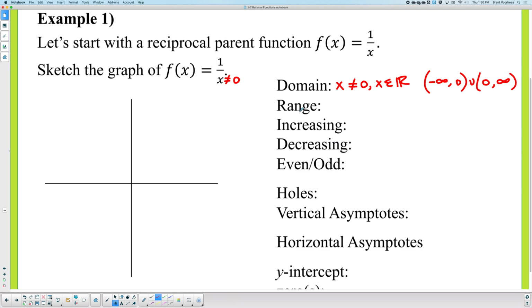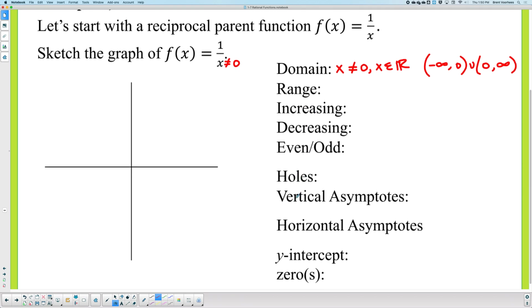And the next thing, before I ever do range, increasing, decreasing, any of those, is I'll come down and talk about holes and vertical asymptotes. This will describe the break. So we have a break at 0. That's what we're saying in the domain. Here's the rule. If that x in the denominator can be canceled out, that factor can be canceled out in the numerator, it becomes a hole because you can remove it. If it cannot be canceled, it's a vertical asymptote.